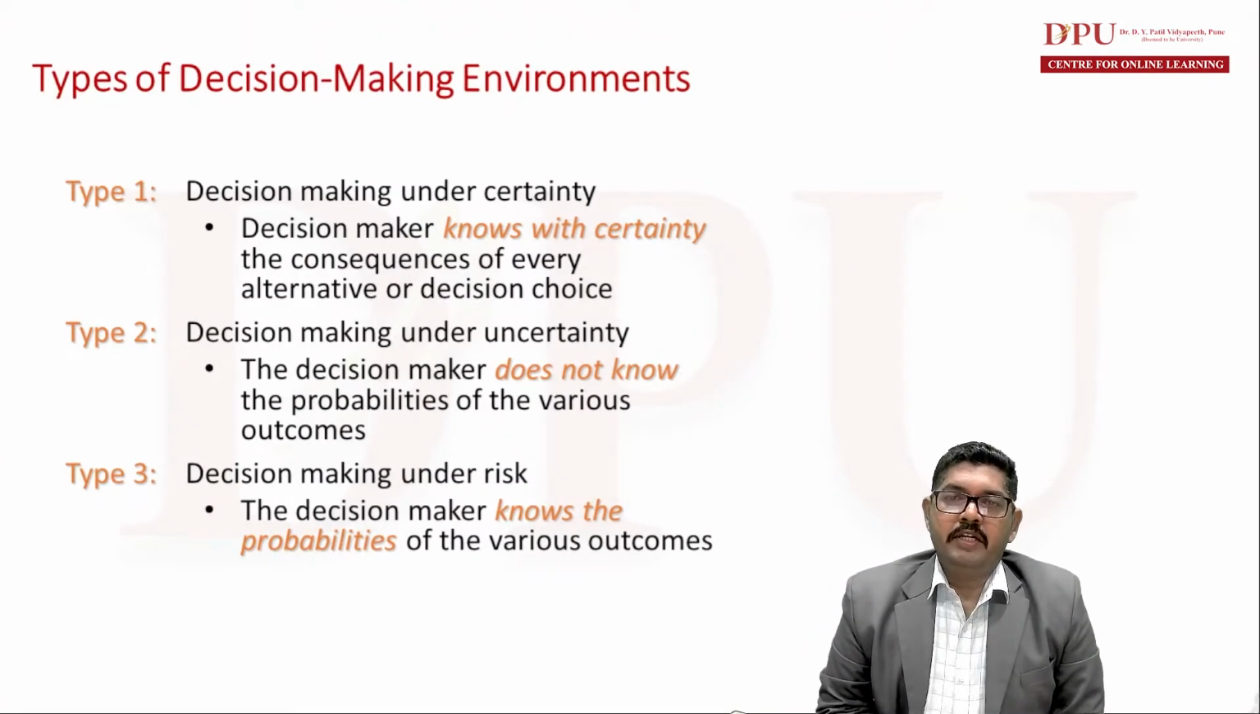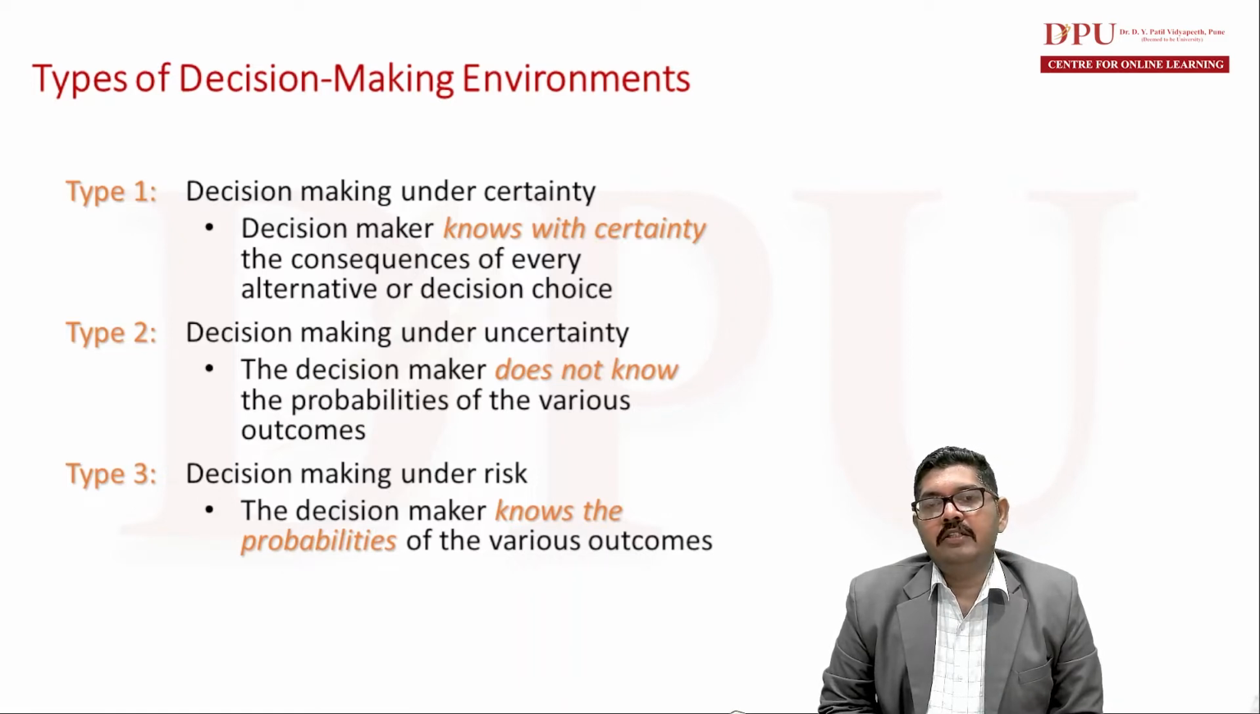Types of decision making environment. So there are 3 types of decision making environment: decision making under certainty, decision making under uncertainty, and decision making under risk. So let us discuss the decision making environment in brief before we understand various types of decision making models available to a decision maker.